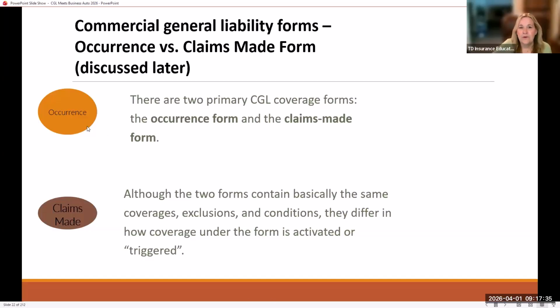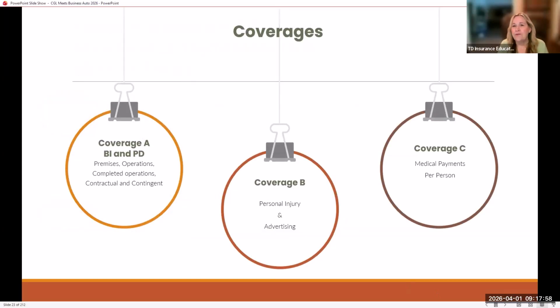Like I said, most of your CGLs are going to be written on the occurrence form. So let's talk about what is the same for each one of these, and then we'll talk about the difference between them. Now, for the different coverages, you have coverage A, coverage B, coverage C. You have coverage A, and think about bodily injury and property damage. And there are some different types of hazards here: premises, operations, completed operations, contractual, and contingent. I'm going to show you each one of those.